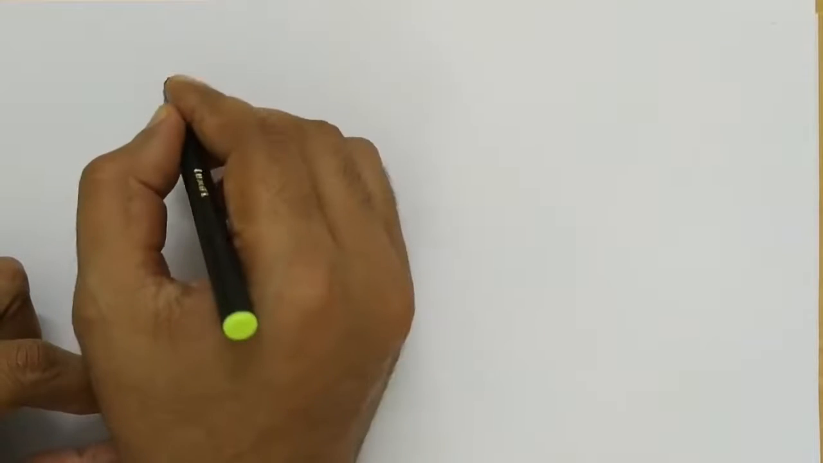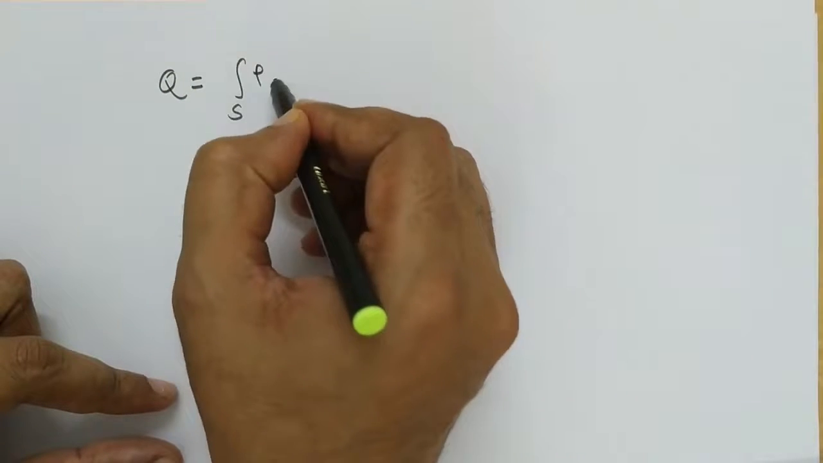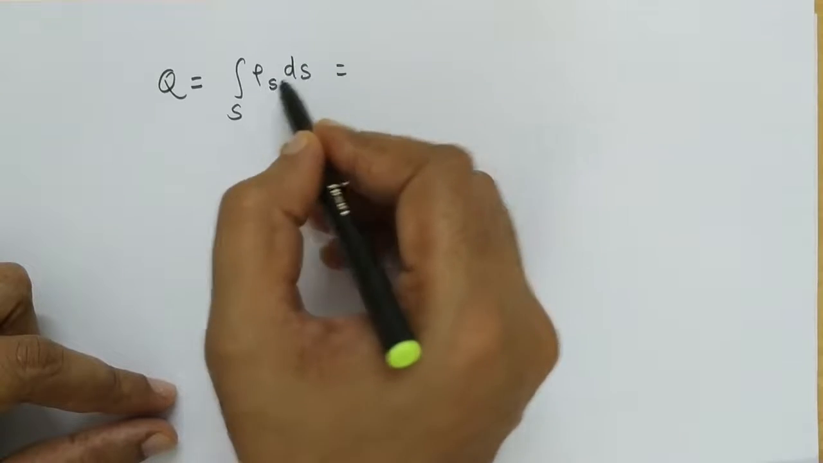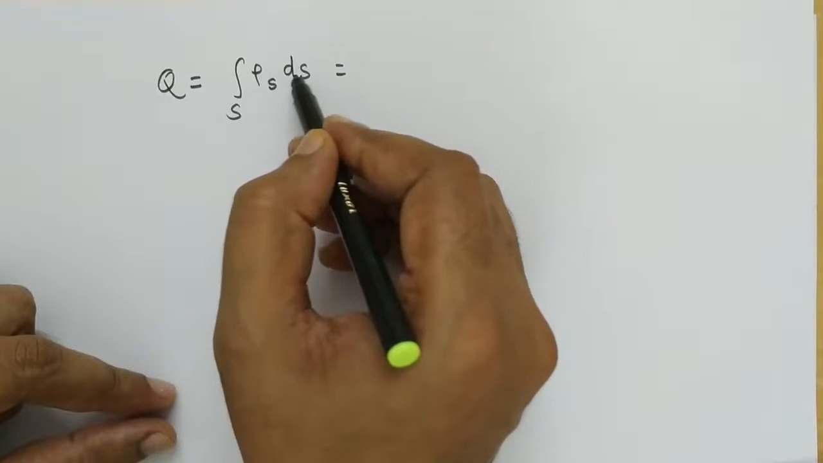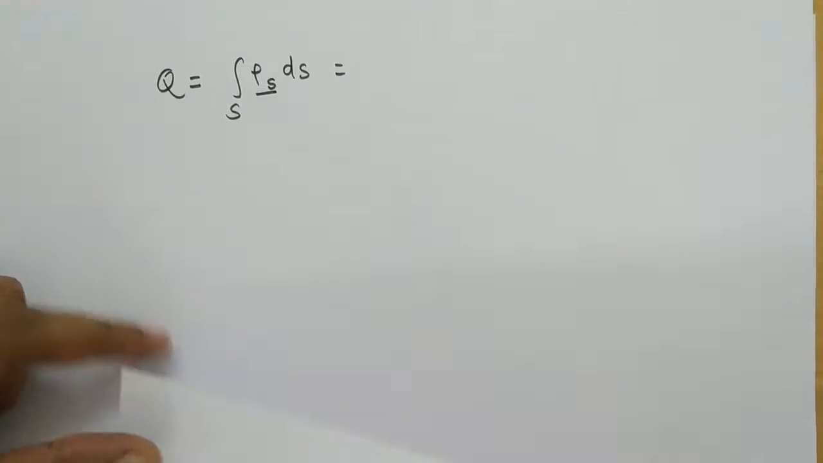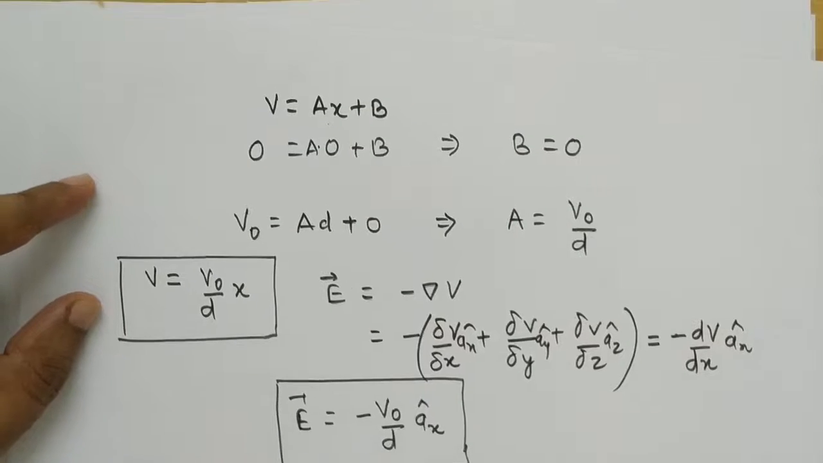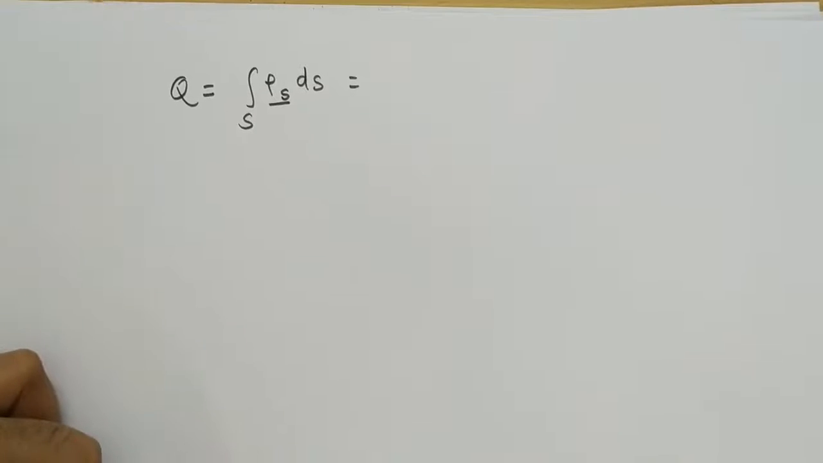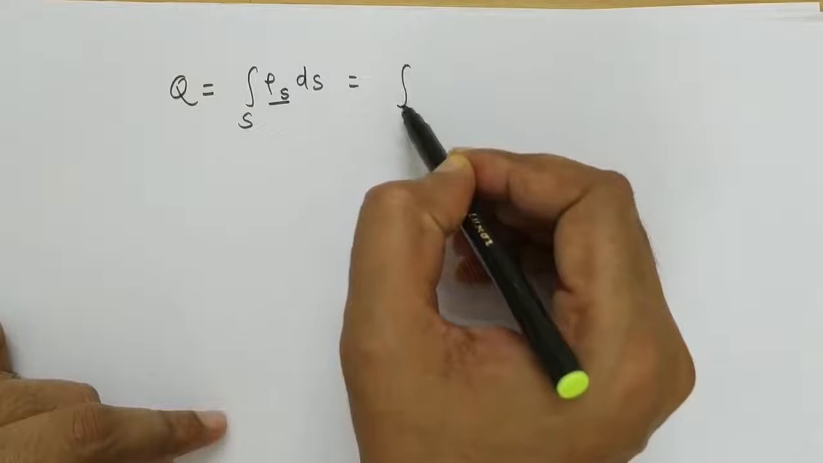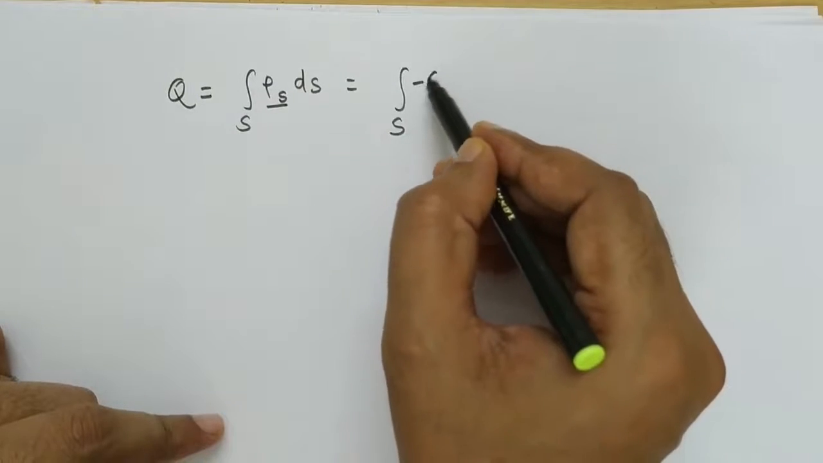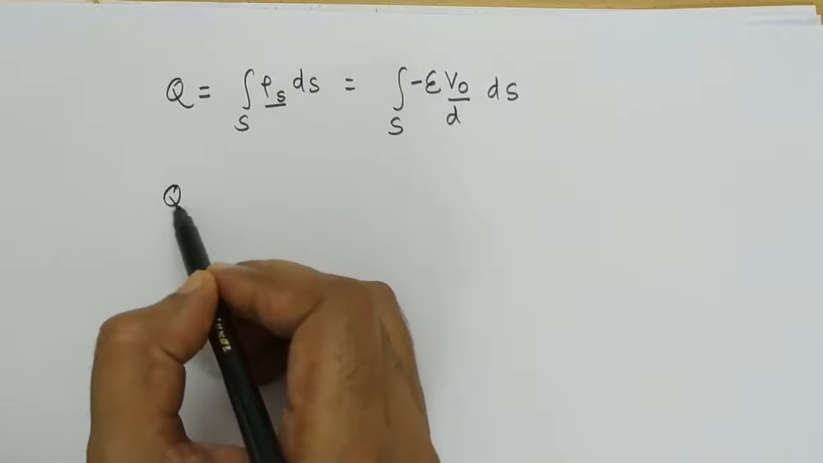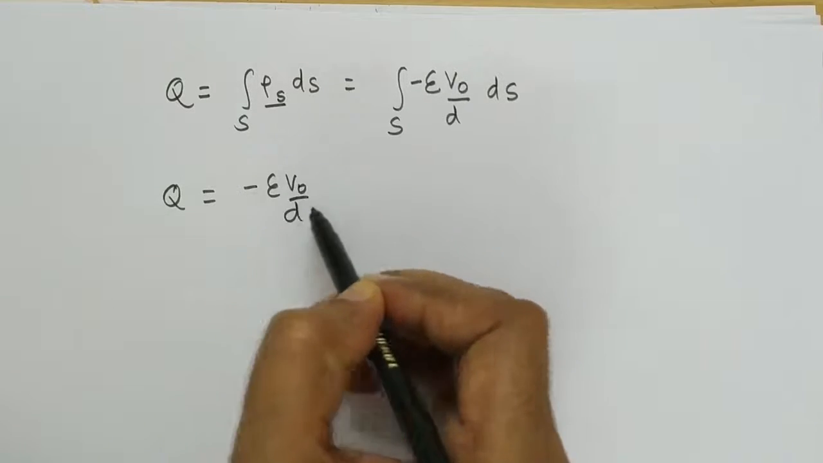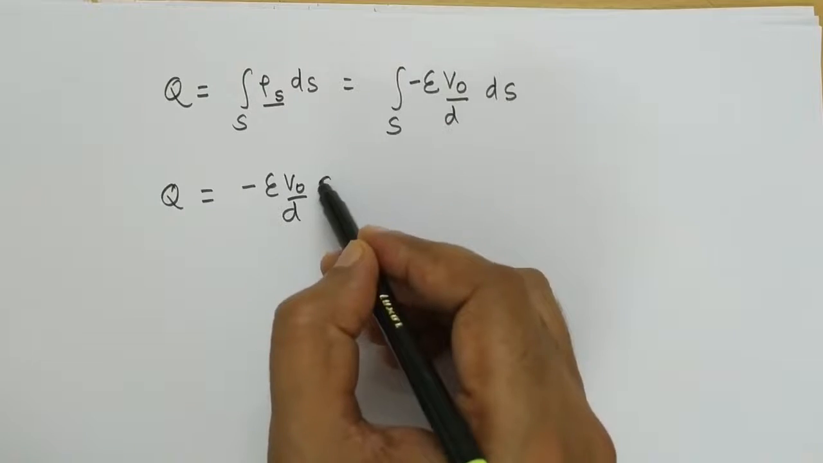Now the next step is to find out the total charge, which is equal to the surface integration of rho s ds. This rho s ds means a dot product in the normal direction, so the dot product will be 1. So you can directly write this if we represent rho s without the direction. So the surface integration of rho s ds is minus epsilon V0 by d times ds. So the total charge will be equal to minus epsilon V0 by d, which is constant, so we can take it out, and the integration of the surface will be S.